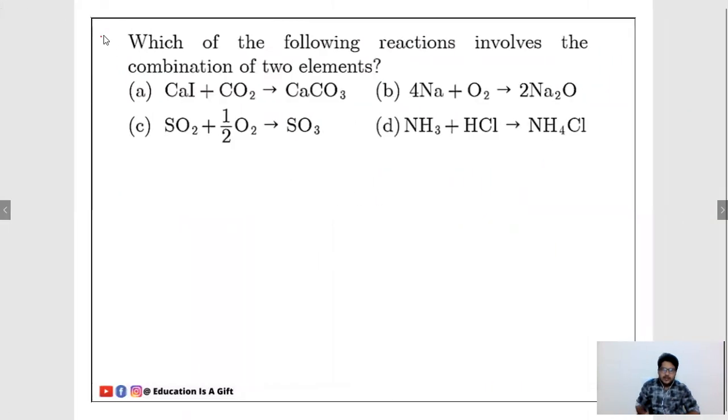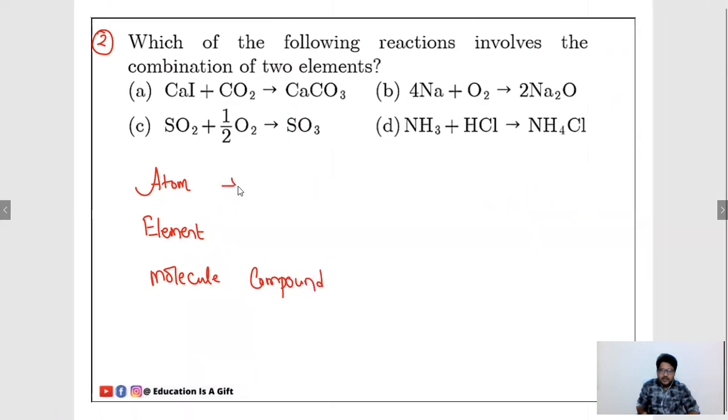Let us see the second question. Which of the following reactions involves the combination of two elements? To attempt this question, you should have an idea regarding what is meant by atom, what is meant by element, molecule, or compound.